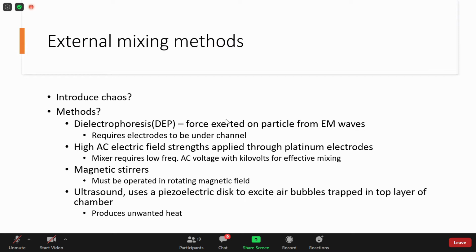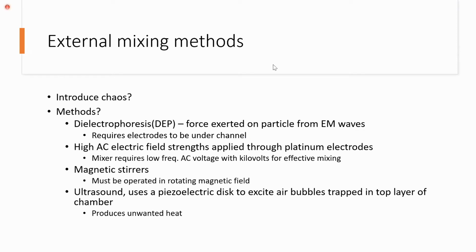There are some methods. One of them is called dielectrophoresis, or DEP, which produces electromagnetic waves on dielectric particles. These electromagnetic waves are not balanced, so there's a net force exerted on these particles, and it allows the interface between the two fluids to bend and fold on top of each other. However, this requires electrodes to be under the channel. Usually you want an insulating layer between the electrodes and the channel.